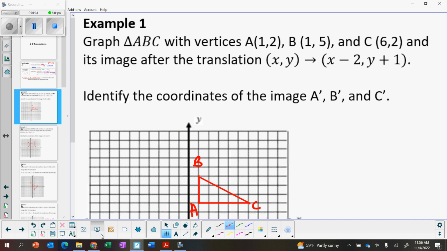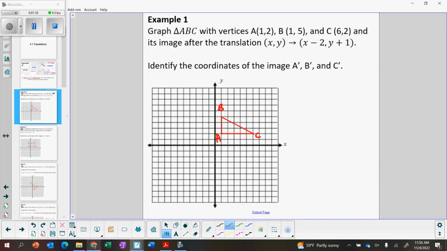So in our first example here, we have triangle ABC, and we want to graph its image after the translation, x comma y turns into x minus 2, y plus 1. So that means on the graph, for every point, we're going to translate negative 2 horizontally, which means back 2, and plus 1 vertically, which means up 1. And that's how we would come up with our prime point. So there, A prime would be negative 1, 3.